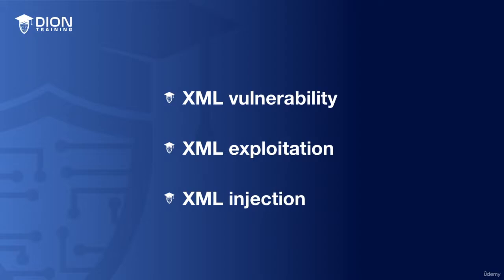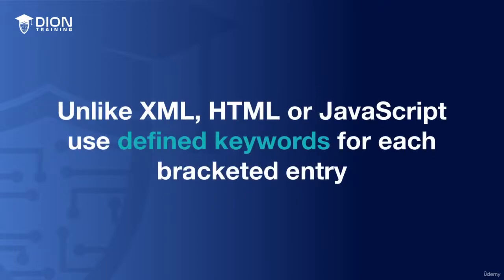Now, the only really tricky part with these questions is that XML code can often look a lot like HTML code or JavaScript. To tell the difference, remember that HTML or JavaScript uses defined keywords for each of those bracketed entries. But with XML, you can make those say whatever you want depending on how you configure your XML. So for the exam, I want you to stop and take a moment and look over any code they give you and first determine, is it HTML, JavaScript, or XML?